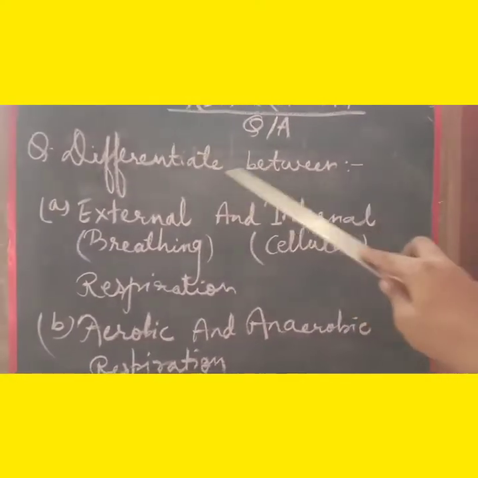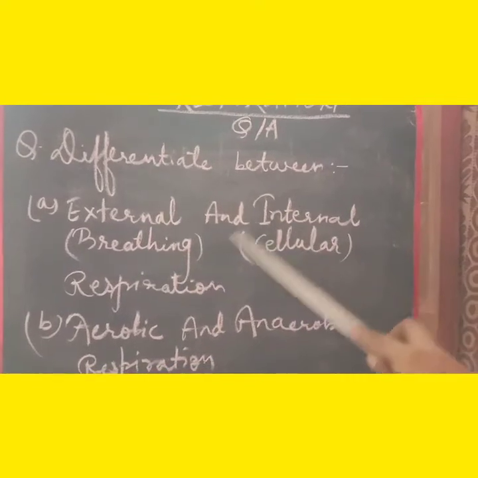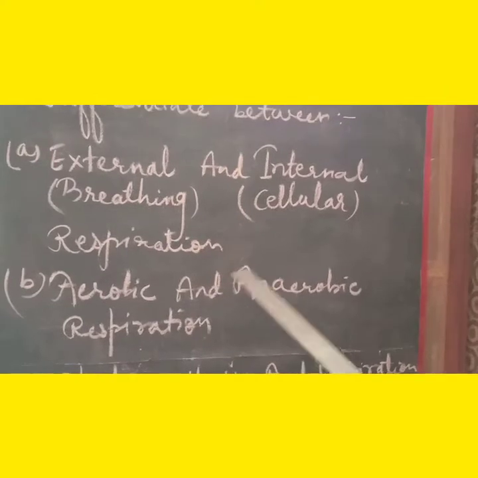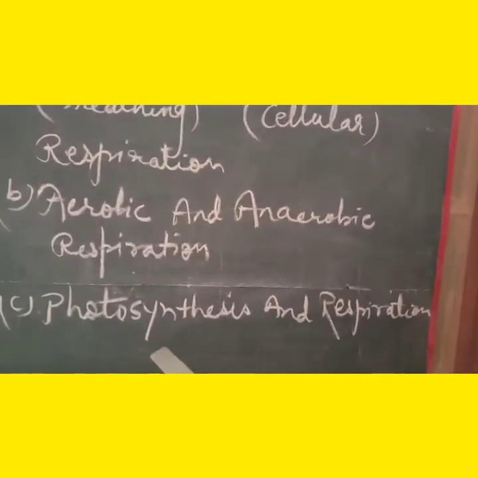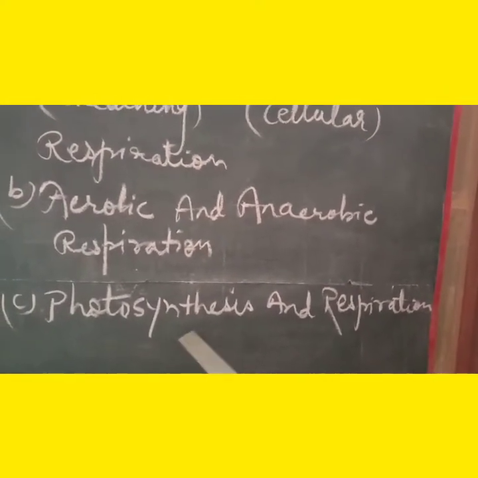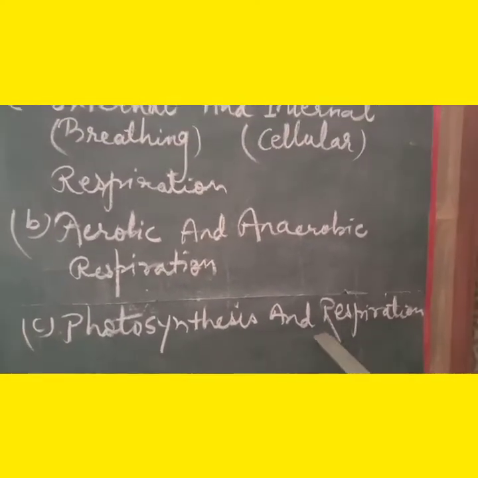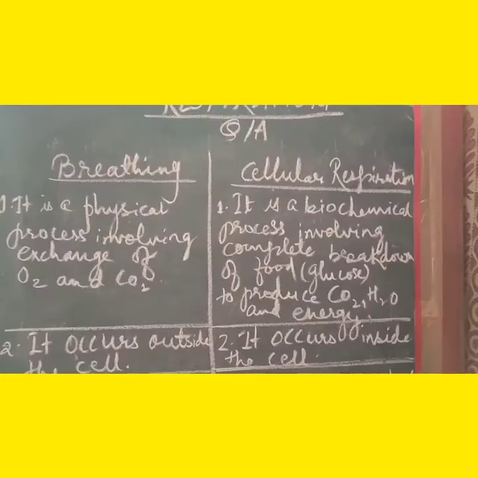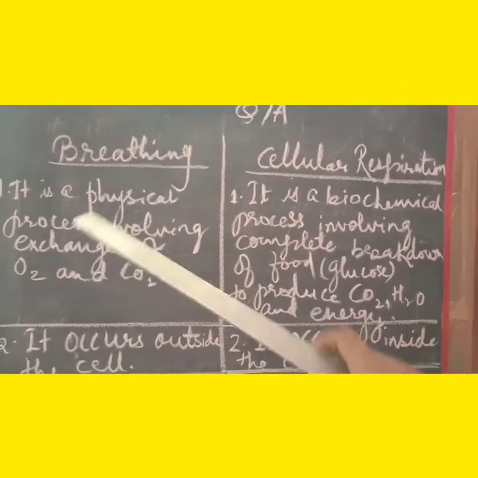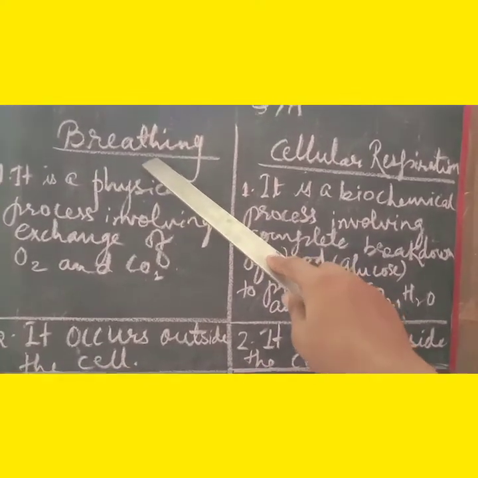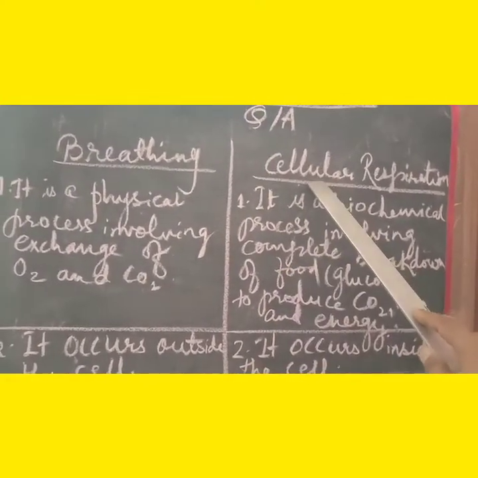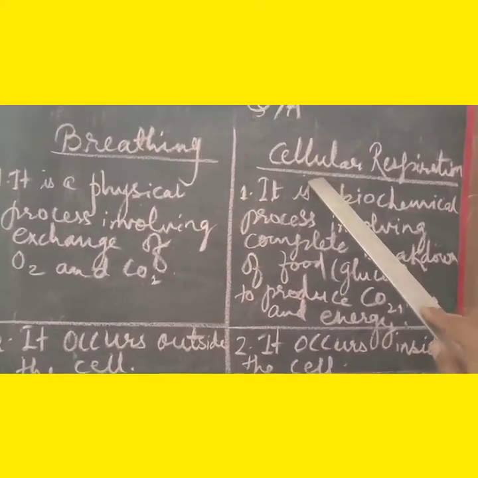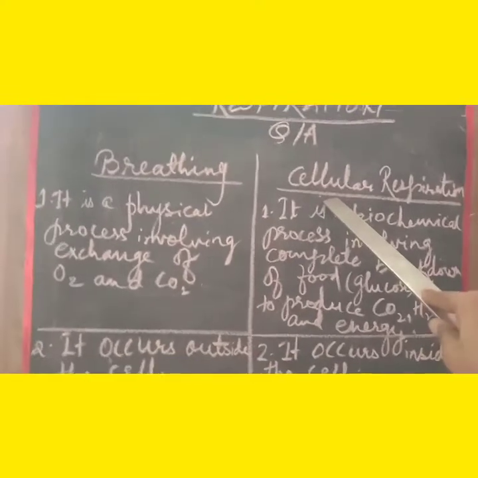The next question is to differentiate between external and internal respiration, that is breathing and cellular respiration, aerobic and anaerobic respiration, and the third one, difference between photosynthesis and respiration, and we are going to deal with all these one by one. Let's see the first one, that is difference between external respiration and internal respiration. External respiration is also called breathing. Internal respiration is also called cellular respiration.